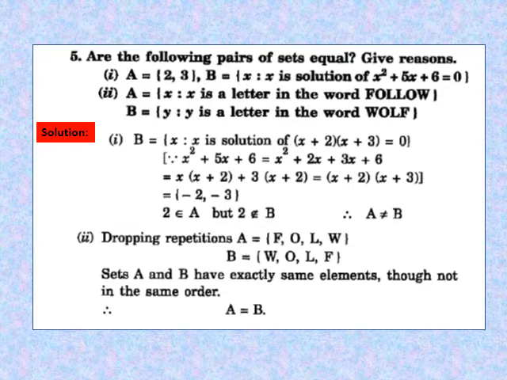Okay, second part is A is equal to x such that x is a letter in the word follow and B is y such that y is a letter in the word wolf. Now for A, we know that we don't repeat the elements. A becomes what? F, O, L, W, the letters of follow, and B is what? W, L, F, the letters of wolf. If you look at sets A and B, it is clearly visible that they have the same elements. So since they have the same elements, they will be equal. Therefore the given sets A and B are equal. Done? So pause and note down the solution.